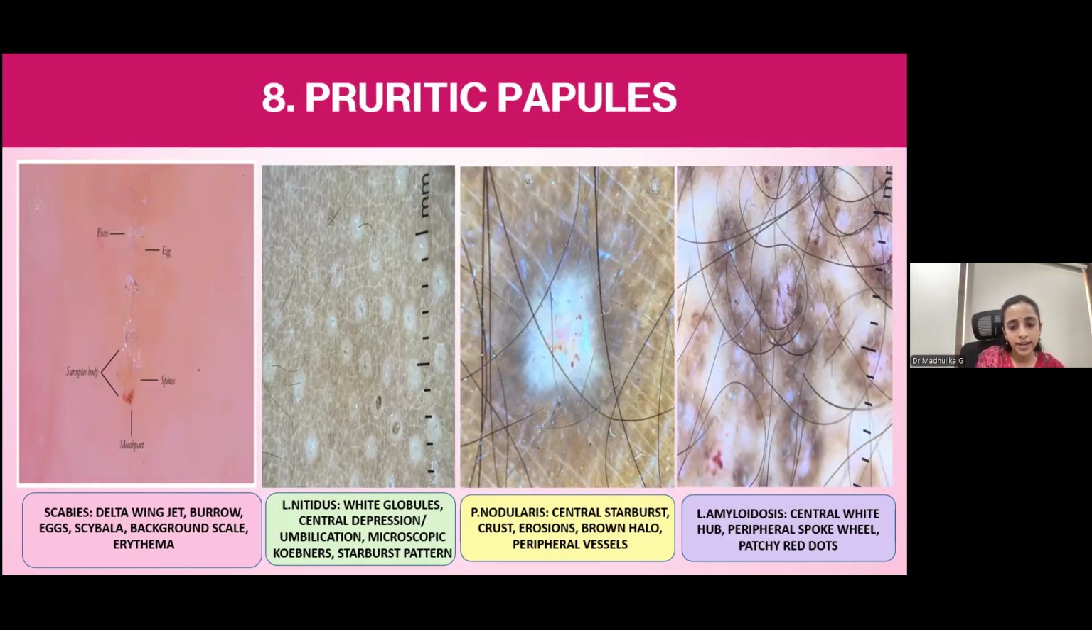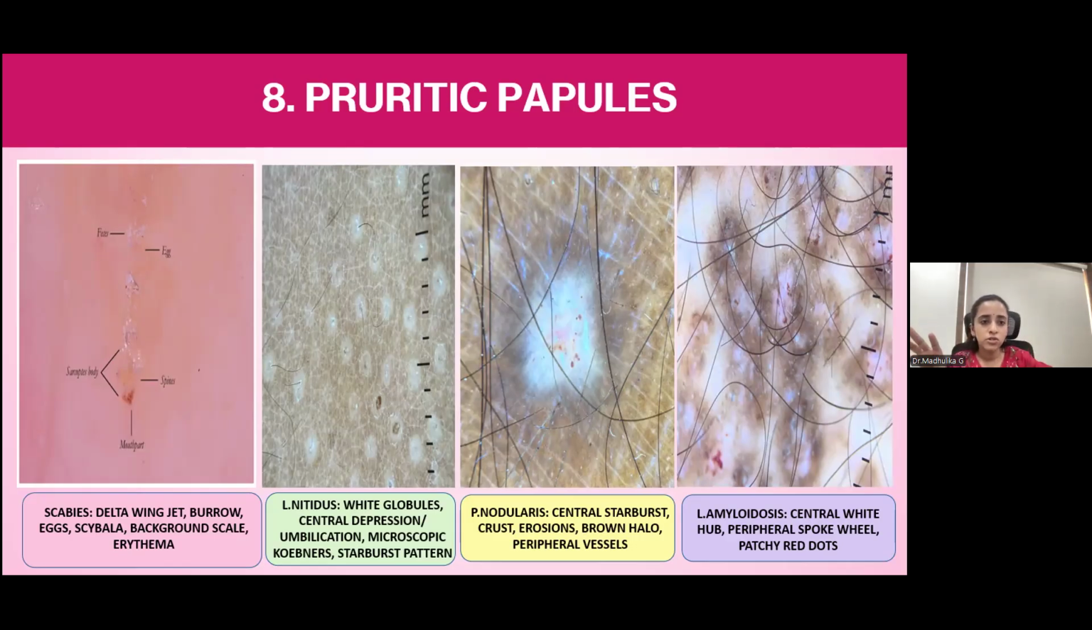In prurigo nodularis, you again see starburst. Starburst is mostly because continuous friction is there, or some kind of hyperkeratosis is there. Because of that, the starburst pattern comes. So central starburst, crust, erosions, brown halo, and peripheral vessels are seen in prurigo nodularis.